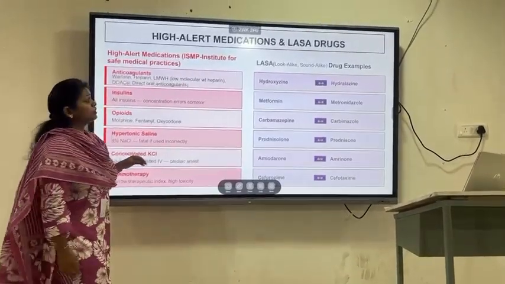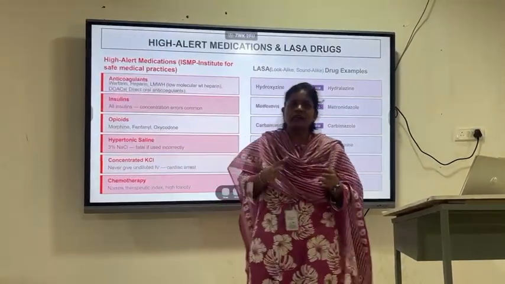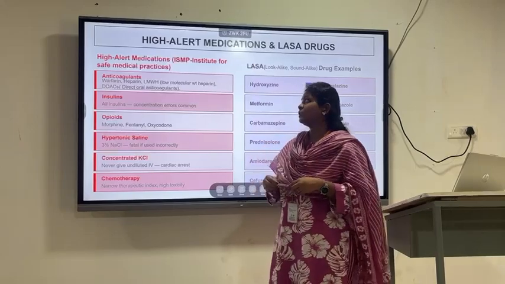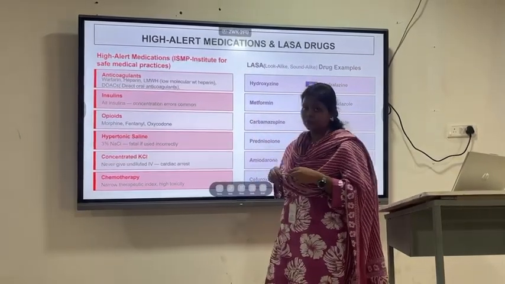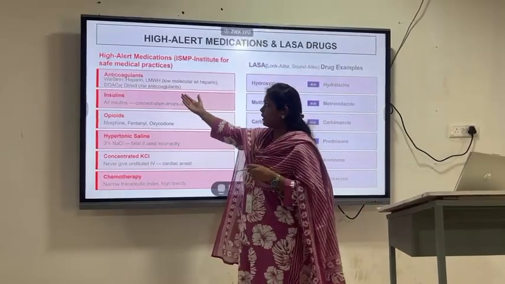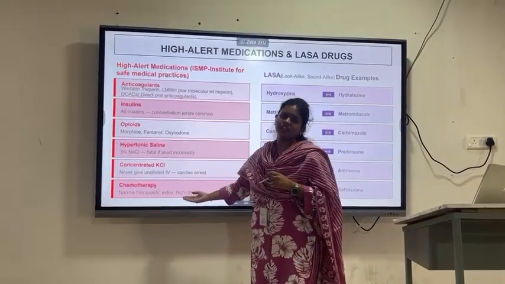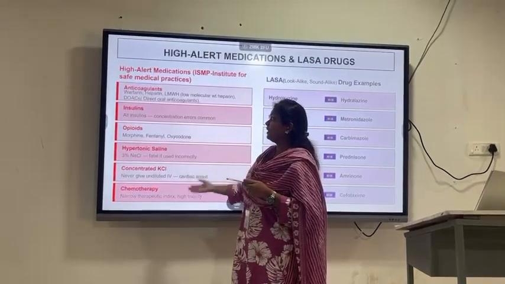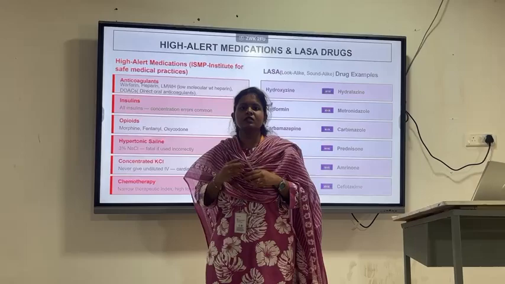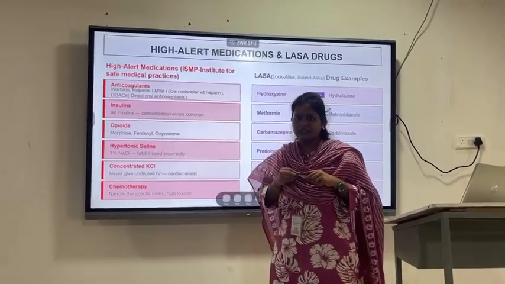Next, mainly we need to concentrate on 2 categories of drugs which cause most of the medication errors in a hospital organization. Those are the high alert medications and LASA drugs. The high alert medications include anticoagulants, insulins, opioids, hypertonic salines, concentrated KCl and chemotherapeutic medications. In these medications, very small dose changes or missed doses can cause very serious effects to the patient, even death.